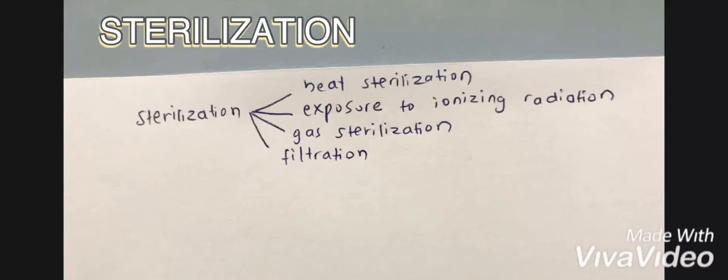Today, I would like to share about sterilization. Sterilization consists of heat sterilization with the use of moist or dry heat, radiation, gas sterilization, and also filtration. First and foremost, heat sterilization.